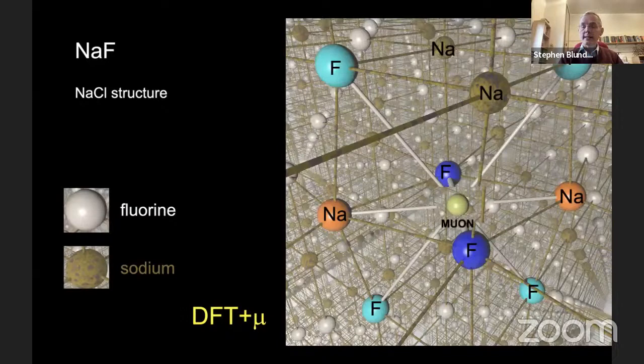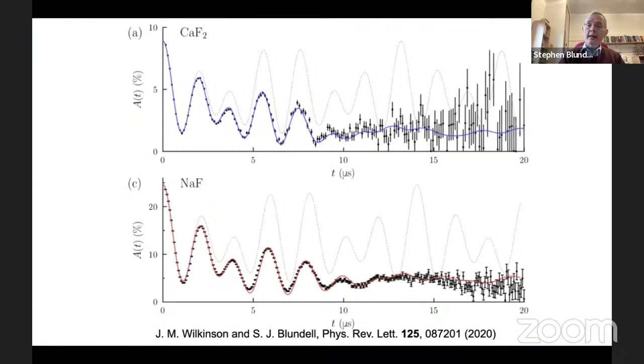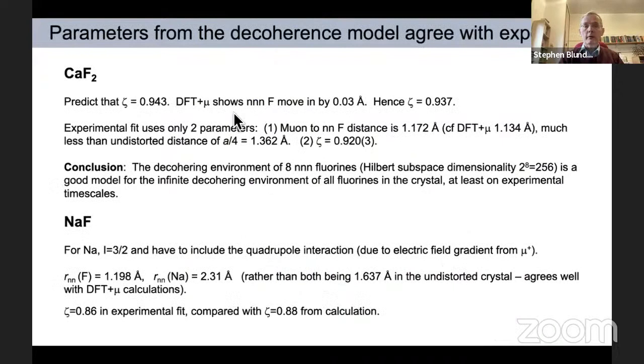The nice thing about these fits is that there are only two meaningful fitting parameters that go into them. One of them is the amount that the muon to nearest neighbor fluorine distance changes. This we've calculated with DFT. We also fit it, and you can see the fitted and the DFT values are within 0.04 of an angstrom, and they're both very different from what you would have in the unrelaxed structure, which is 1.362 angstroms.